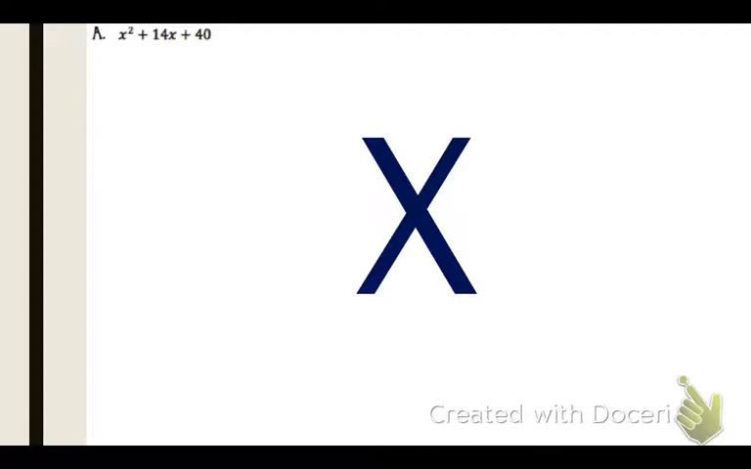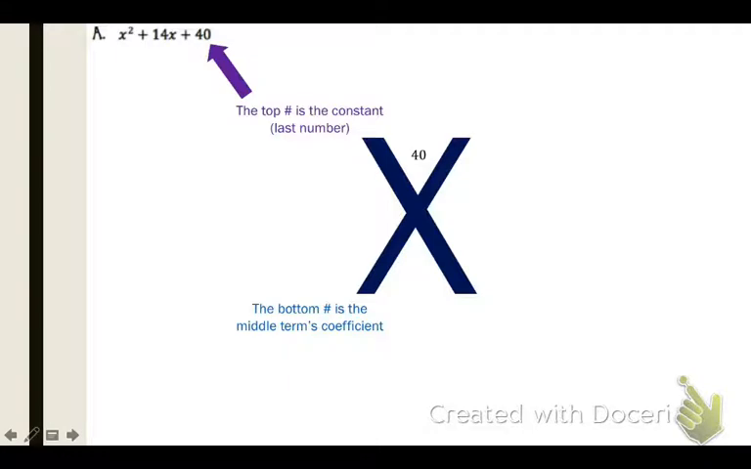So we have x squared plus 14x plus 40. I'm going to draw this big x right here. The top number is the constant. Remember, the constant is the one without a variable, so it's our last number. So it's 40, and 40 goes in the top of my x. The bottom number is the middle term's coefficient. Remember, the coefficient is what comes in front of the variable, so that is going to be 14.